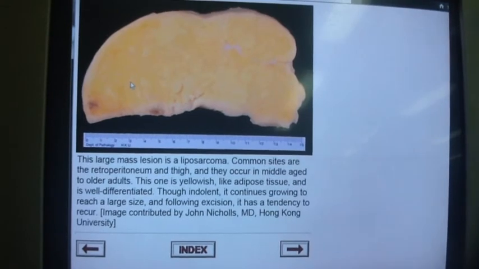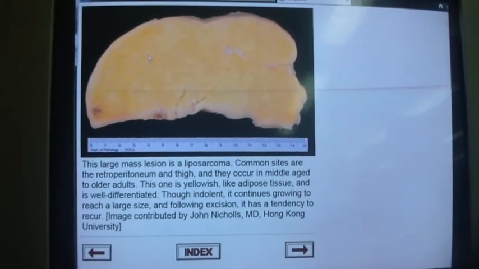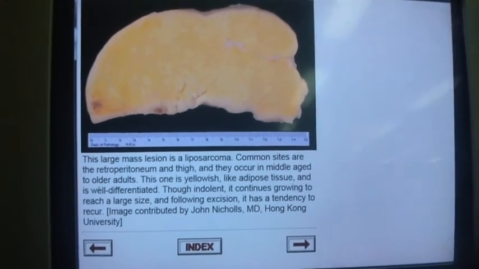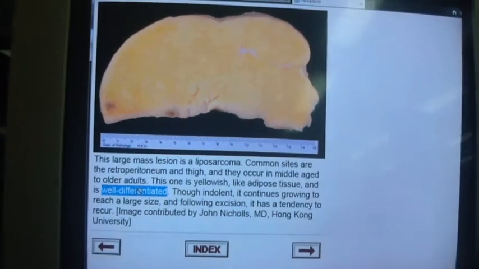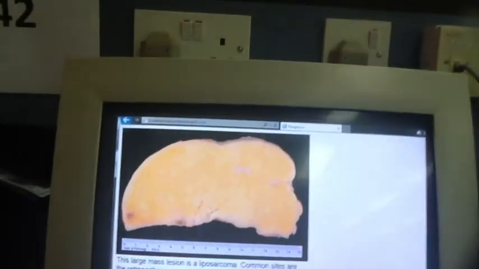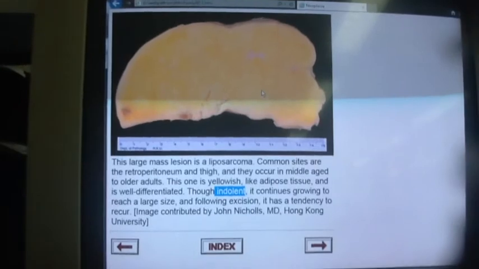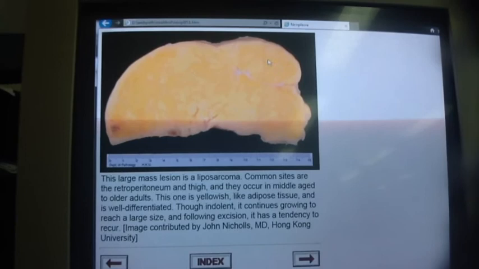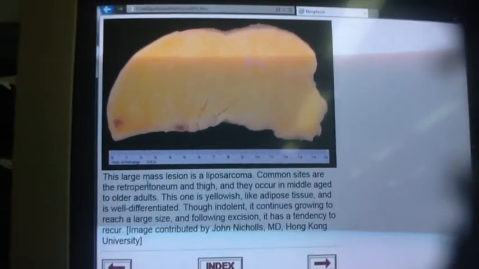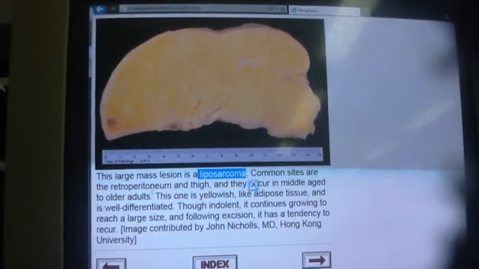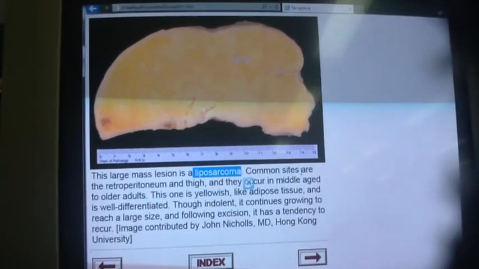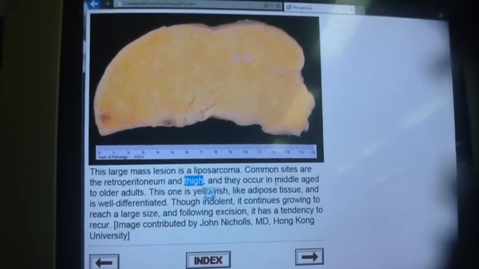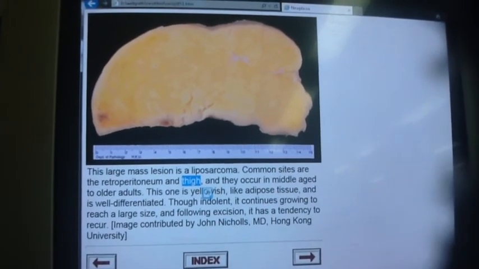color. It's very difficult to differentiate between this tumor and the benign lesions, because the tumor is very well differentiated in this example. This is a well differentiated tumor, so this is an indolent tumor. We can only differentiate between the benign and malignant well differentiated type by histology. We can't differentiate in gross appearance. So the liposarcoma is the malignant tumor of adipose tissue. The most common sites of liposarcoma are the retroperitoneum and thigh, and they occur in middle-aged and elderly people.